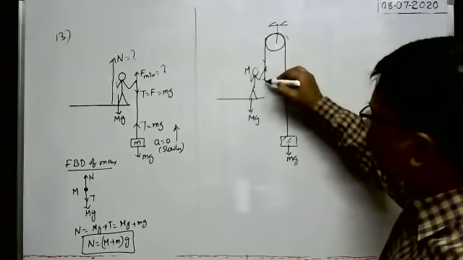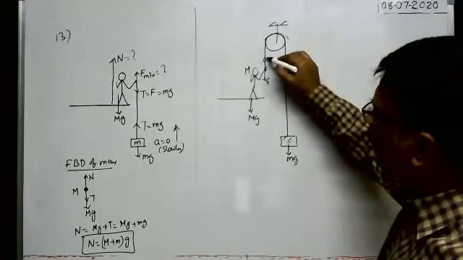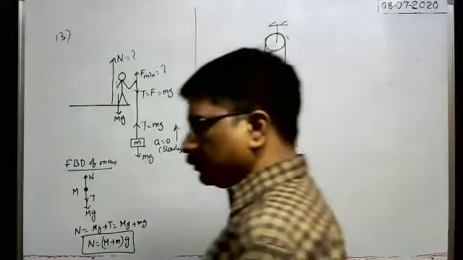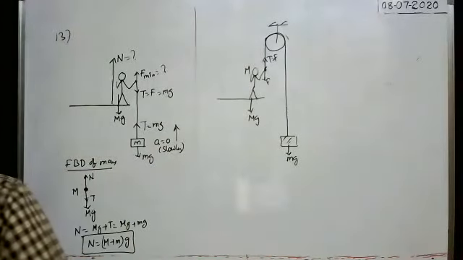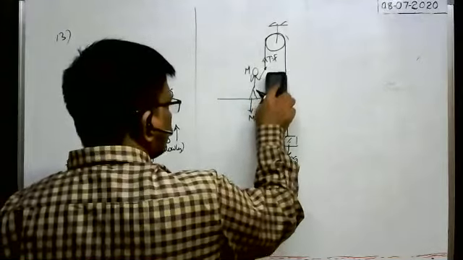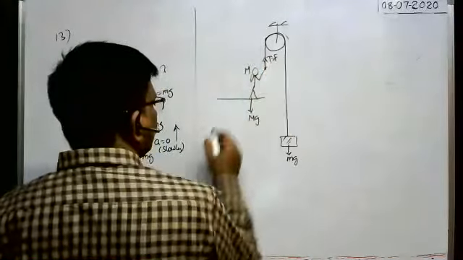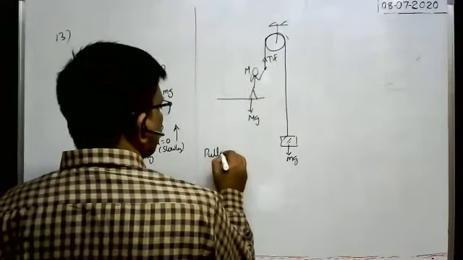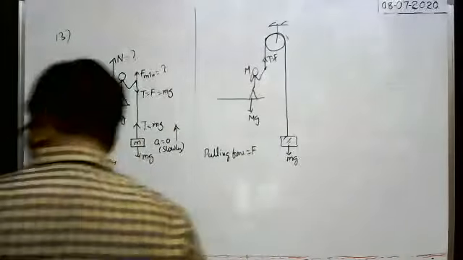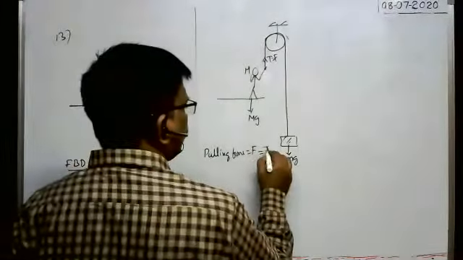Thus, a certain force. The same tension is developed in the string in upward direction. T is equal to F. If I write the force here, you may get confused. So here the man pulls the rope in downward direction with a force F. Pulling force is equal to F. That is equal to tension T.